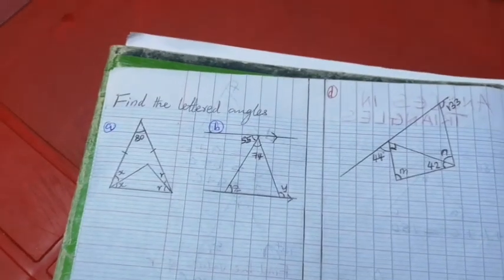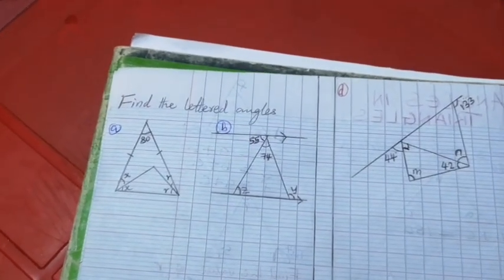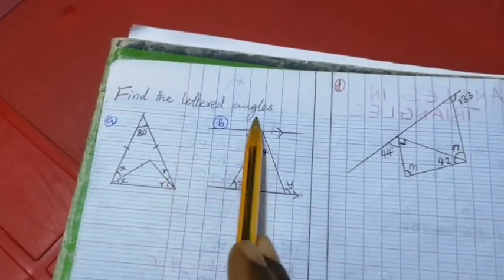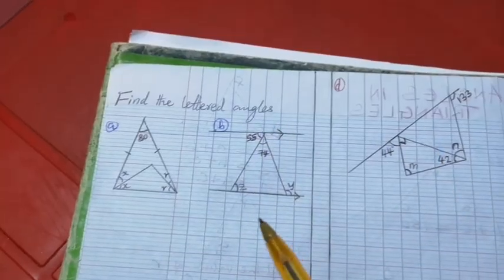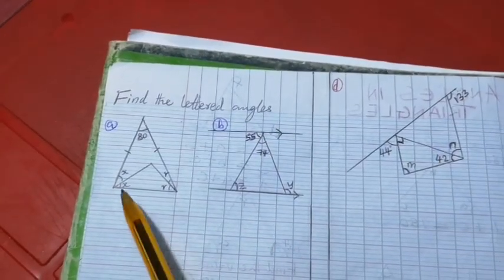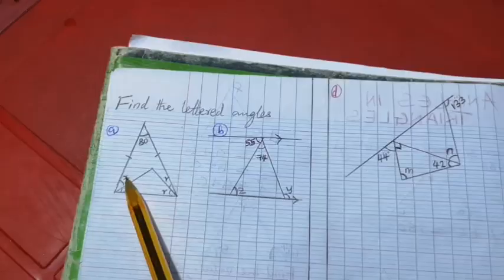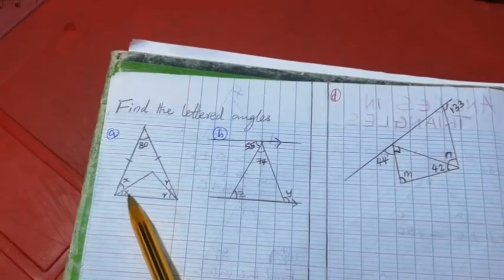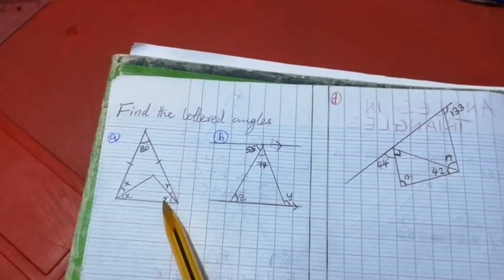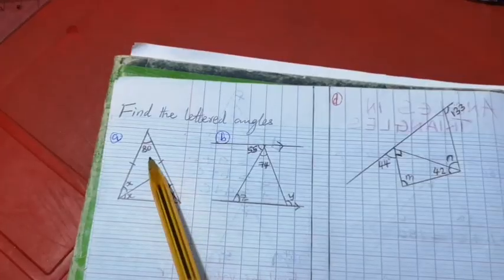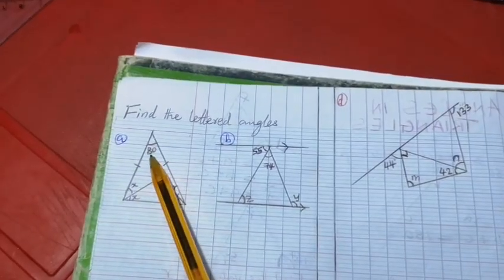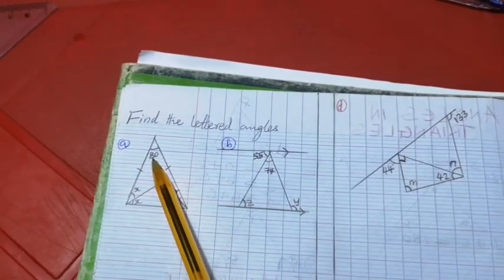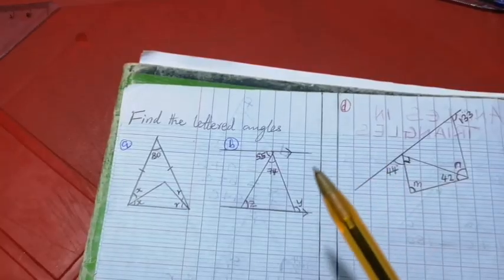Okay, we still have another example here. Find the lettered angles, okay? So we are to find the value of these letters. We have X, and also we have X here. We have an arrow here. Okay, we have an angle here, angle 80 degrees. Okay, so what do we do?